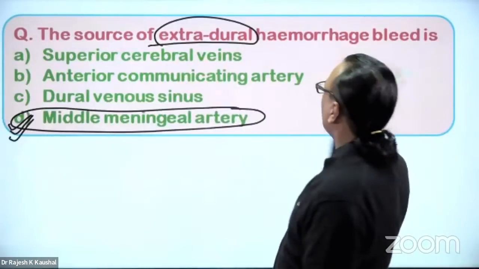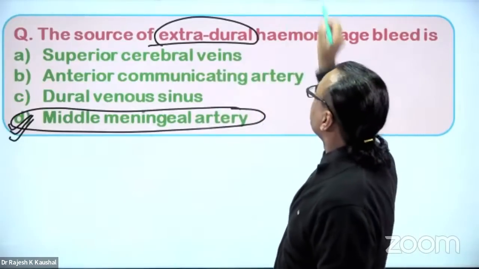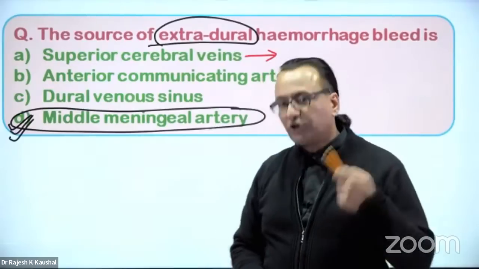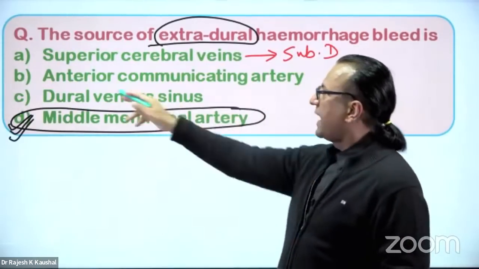So what is the source of extradural hemorrhage? See, if it is from superior cerebral veins, what will you call it? We will call it, these are the bridging veins, we'll call it subdural hemorrhage. And what about anterior communicating?